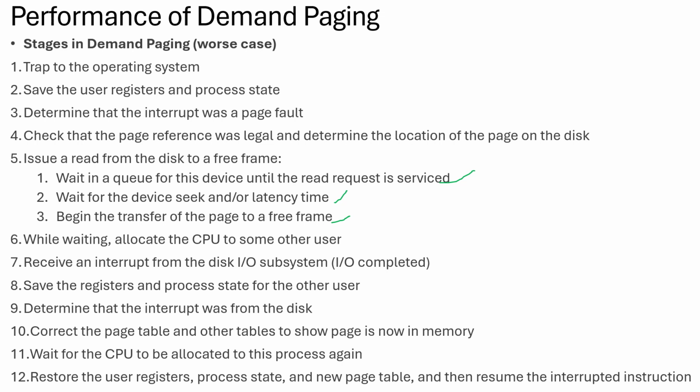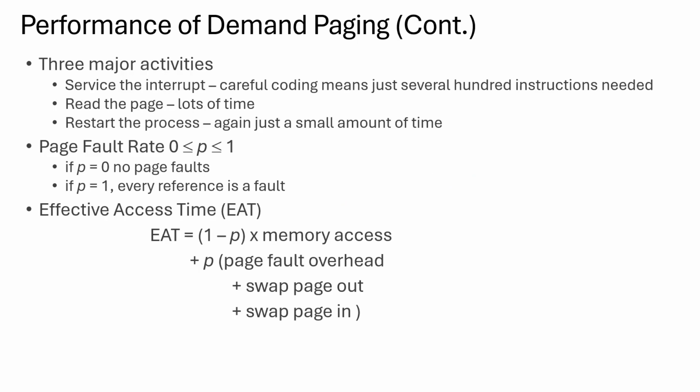Then, while waiting, allocate the CPU to some other user. Receive an interrupt from the disk I/O system when I/O completes, and save the registers and process state for the other user. Determine the interrupt was from the disk, correct the page table and other tables to show the page is now in memory. Wait for the CPU to be allocated to this process again. Restore the user registers, process state and new page table, and then resume the interrupted instruction. So there are three major activities: service the interrupt, read the page, restart the process.